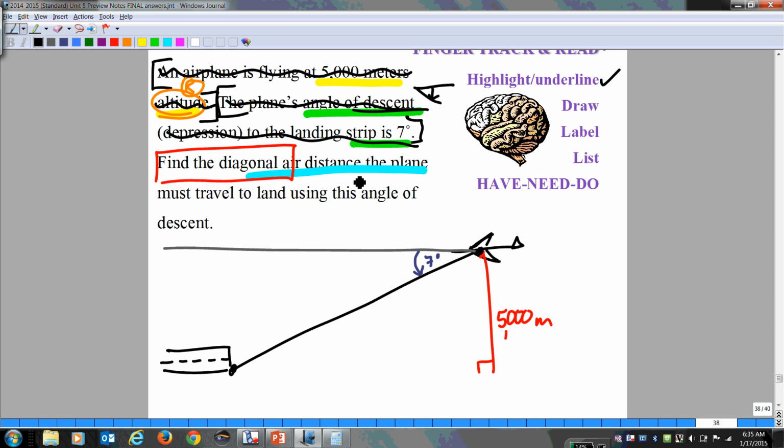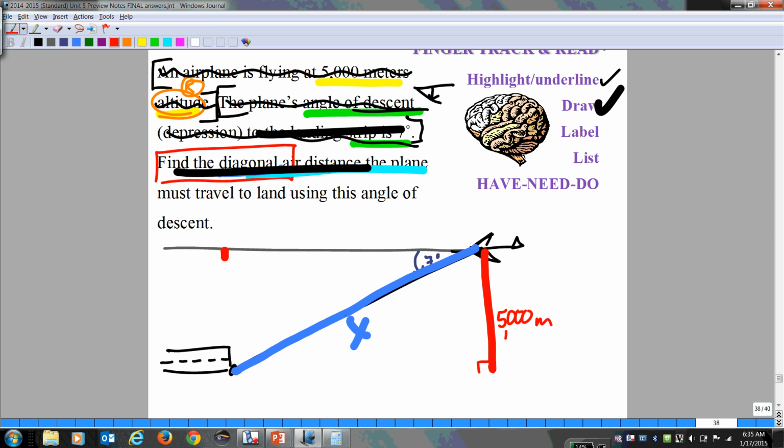Find the diagonal air distance the plane must travel using this angle of descent. We want the diagonal air distance. So we are looking for diagonal, keyword right there, air distance. And that's going to be our x. Okay, cross it out. Now we have no other additional information. We're going to label it now. And we see that's our x, but our degree is here. So we're going to take this 5,000 and transfer it over here. And we're going to make a rectangle, which we can always do. And just swing that around because those are parallel.